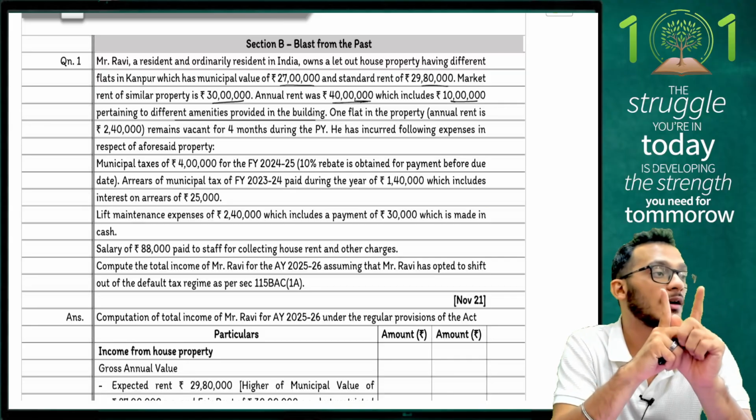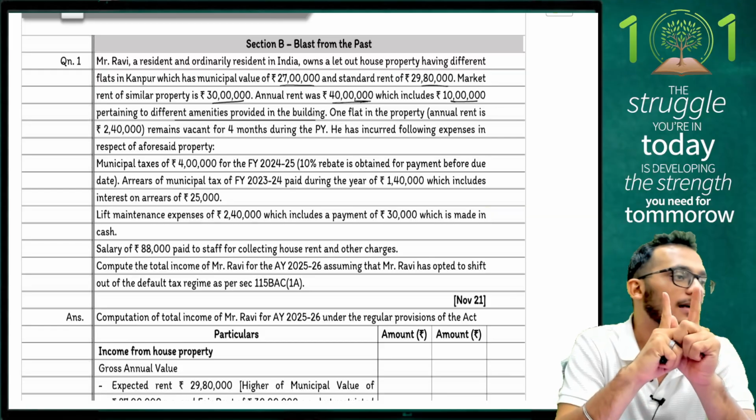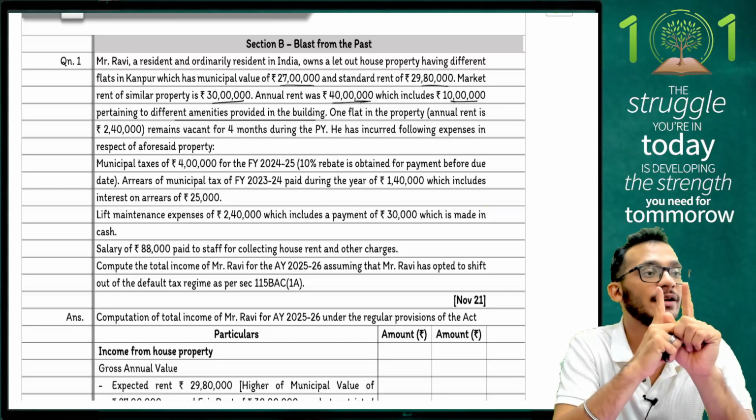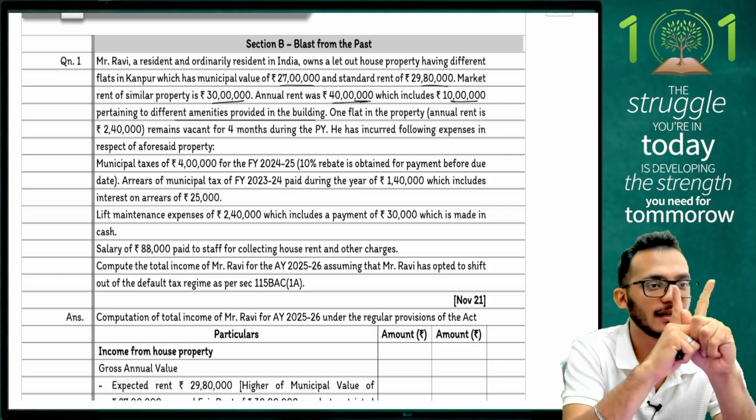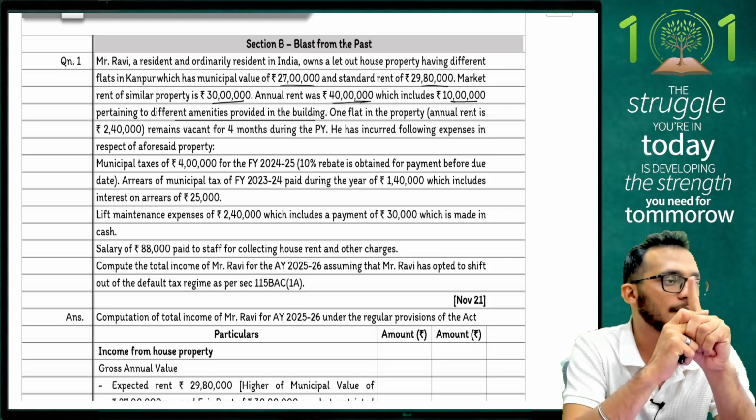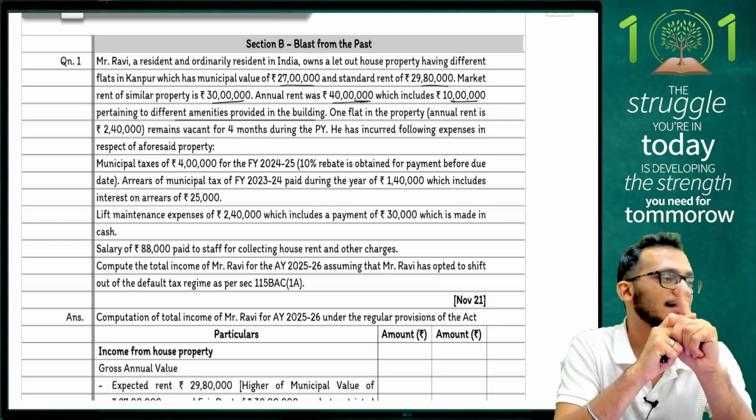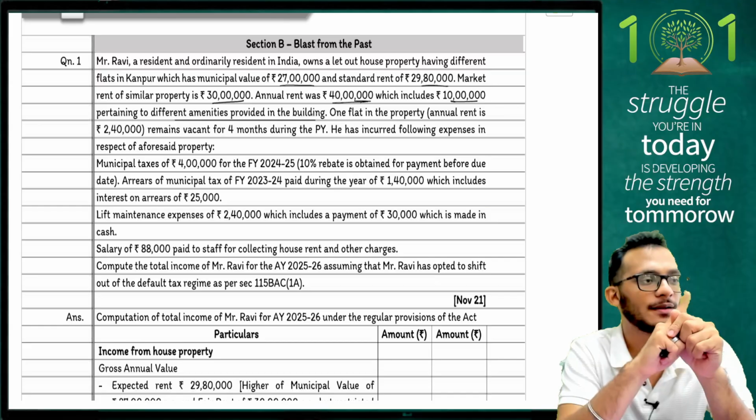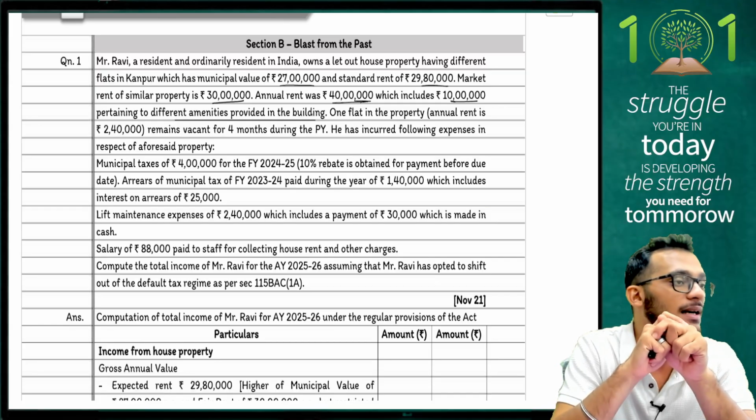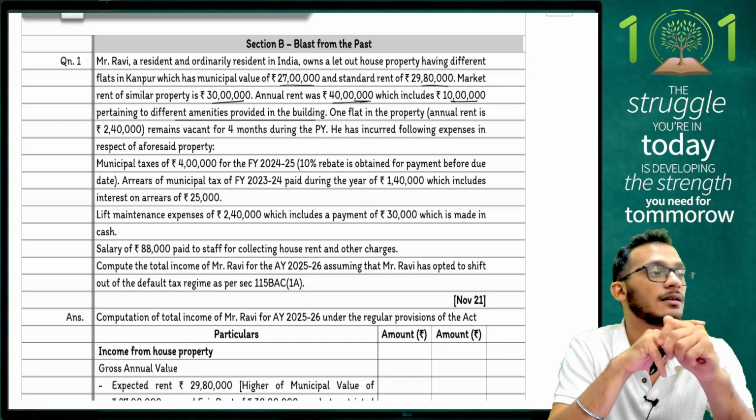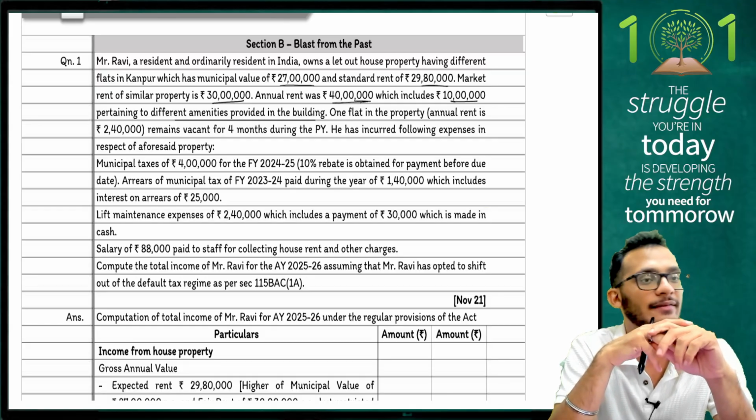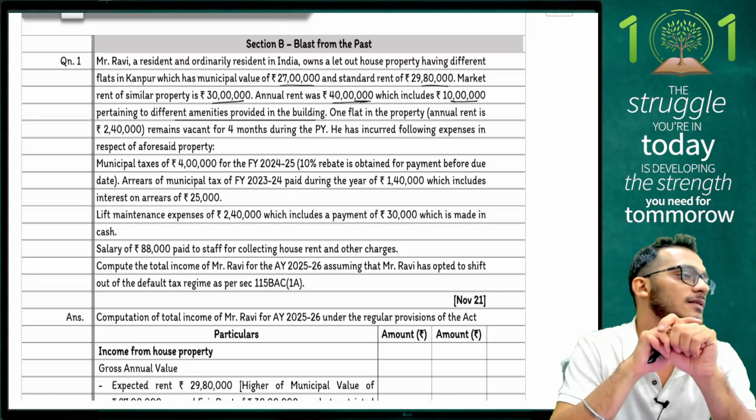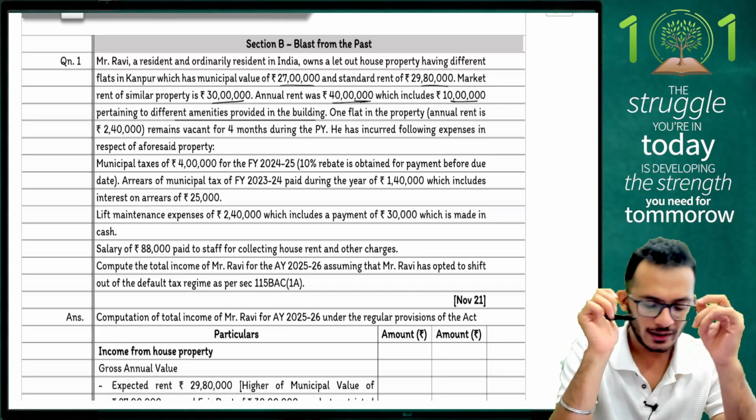We have something called composite rent in the HP chapter. Composite rent says that when you have received rent for HP and other amenities, the house property part will go under the HP chapter and the amenities will go under the IFOS chapter. Which means of the 40 lakh rupees I have received, 30 will go to HP and 10 will go to IFOS. Clear? Now look at this carefully.